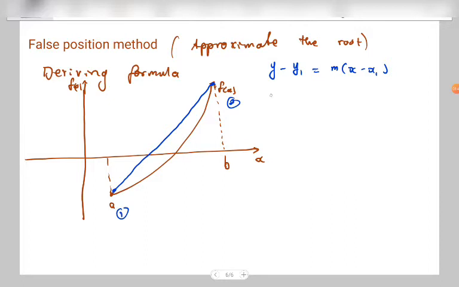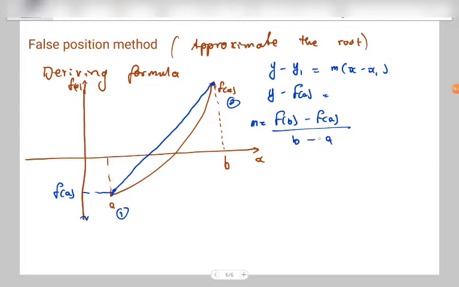So y minus y1, you come here. What's y1? y1 is going to be f of a here. What's the gradient m? From the lowest grade we did that the gradient is f of b, the y there, minus f of a, divided by b minus a. This is y, and I'm just going to write m, and x stays as x minus x1, where x1 is this first point, and we call that a.